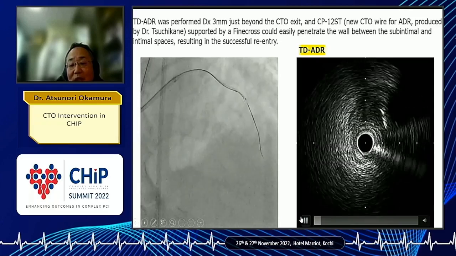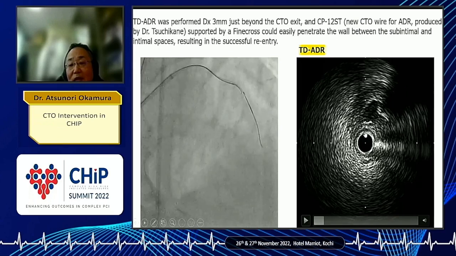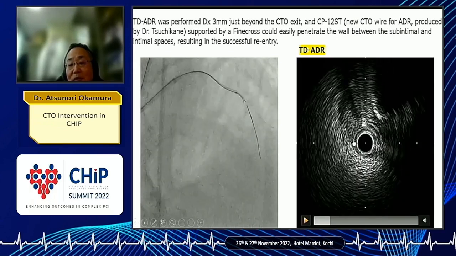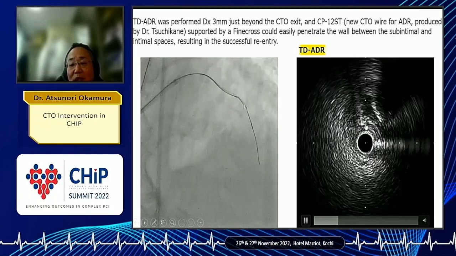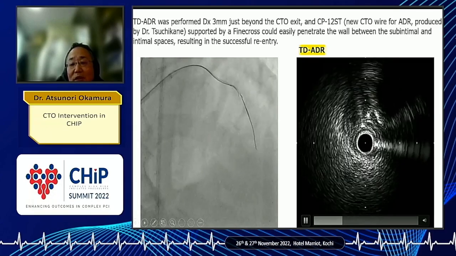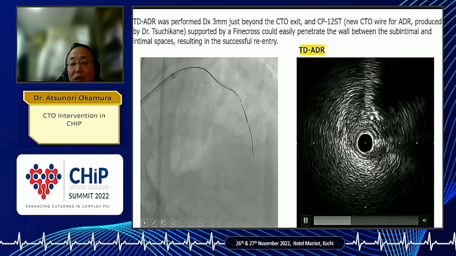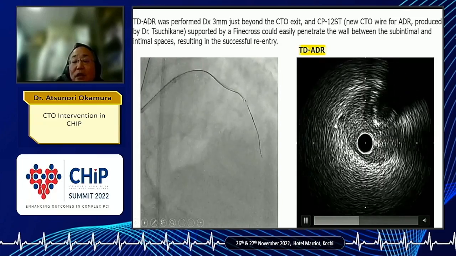This is the second guide wire shaft, and this is the second guide wire tip. So the guide wire should be rotated counterclockwise because the target was located here. So this is the counterclockwise rotation. So the guide wire tip got into the true lumen like this. So this is a very simple way to get the re-entry like this.